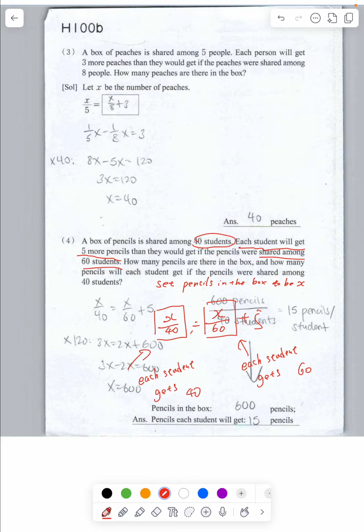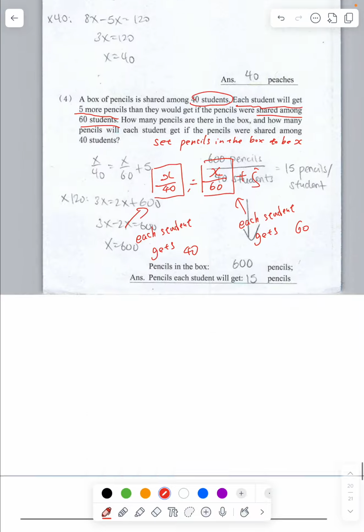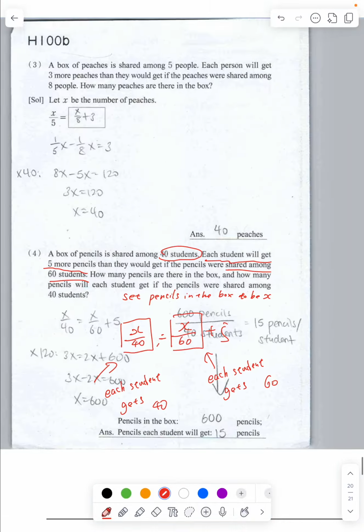All right. Now, what do we do now? Multiply these by 120. Okay, good. Then this is 3x equals 2x plus 600. Are you good? Okay. The answer is x equals 600. So 600 pencils in a box.